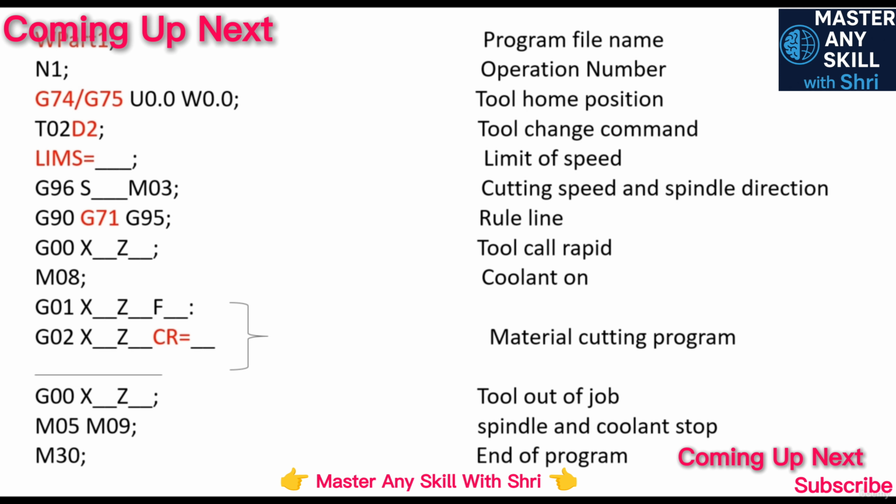In Fanuc we use T0202, but in Siemens we use T02D2. In Fanuc we use G50 and then the maximum spindle speed, but in Siemens we have to use LIMS equal to the maximum spindle speed. In Fanuc we use G21 for size in mm, but in Siemens we use the G71 code.